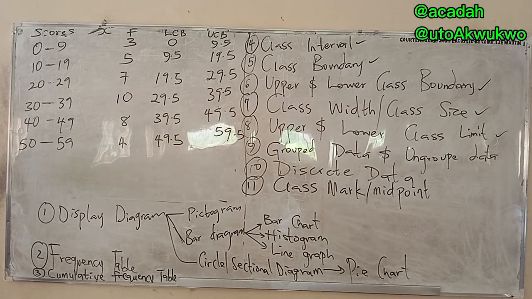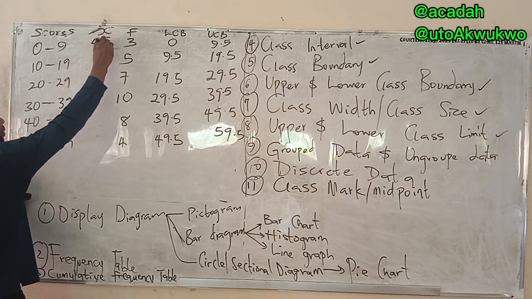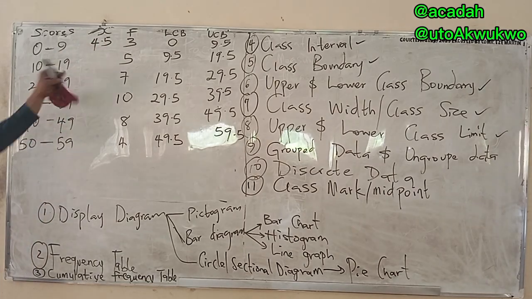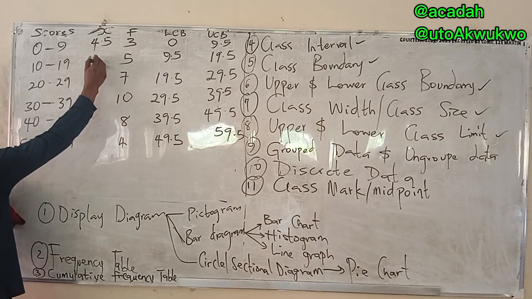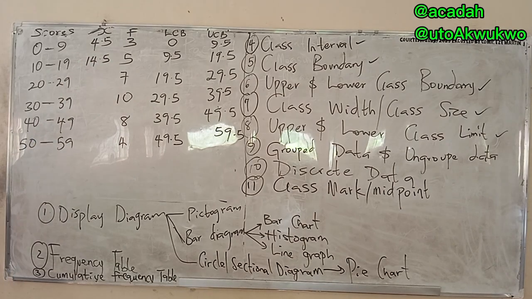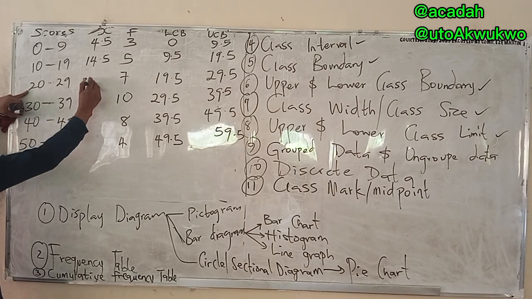So for that reason, what I will simply do is find the midpoint of each of these classes. So I will simply say 0 plus 9 is 9, divided by 2, you get 4.5. Now 10 plus 19 is 29, divided by 2, you are getting 14.5. Is it true? So another way to do it is to simply be adding 4.5.